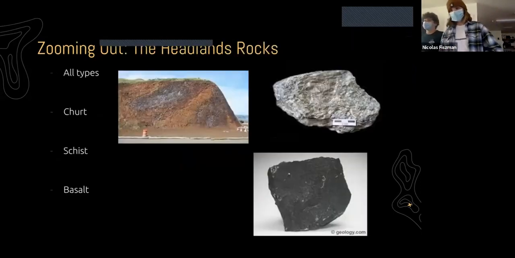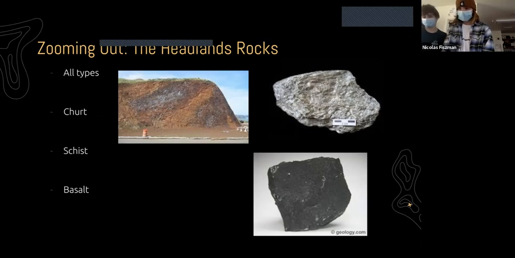Okay, so the headlands are also home to all three types of rocks: sedimentary, igneous, and metamorphic, specifically chert, schist, and basalt. Chert being sedimentary, schist being metamorphic, and basalt being igneous. Chert is one of the most prominent in the headlands, and when looking at the Rodeo Beach parking lot, it's pretty clear. It's a red rock formed from fossilized plankton at the bottom of the ocean. It rose up to the surface and is predominantly a coastal rock.